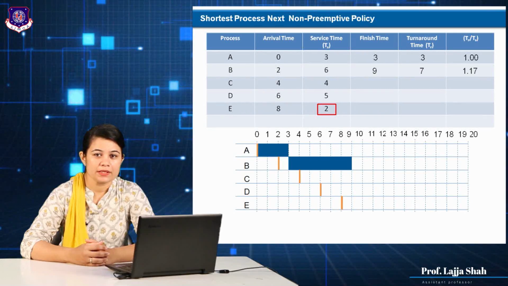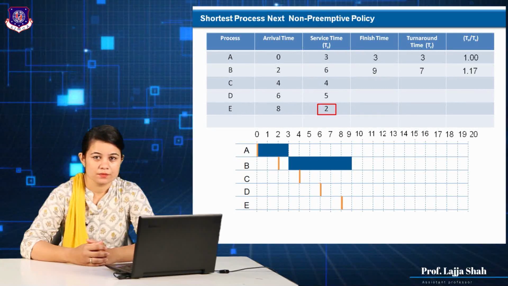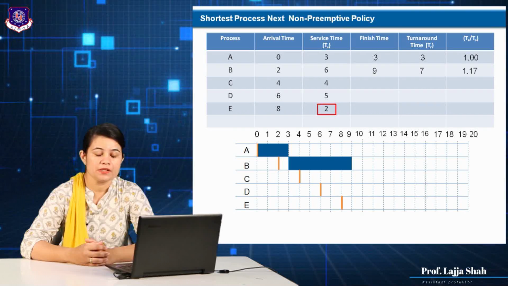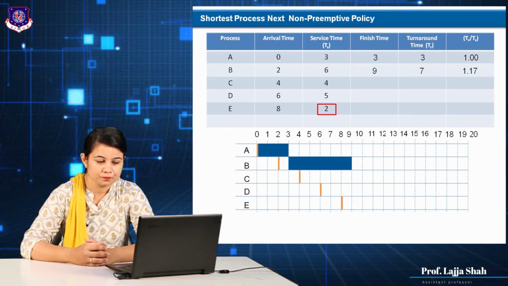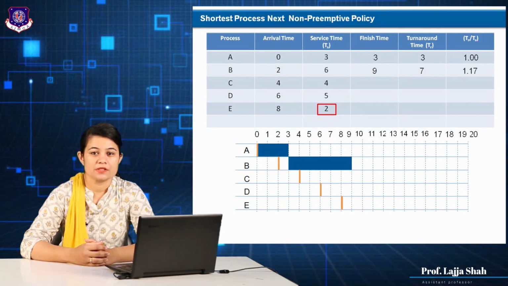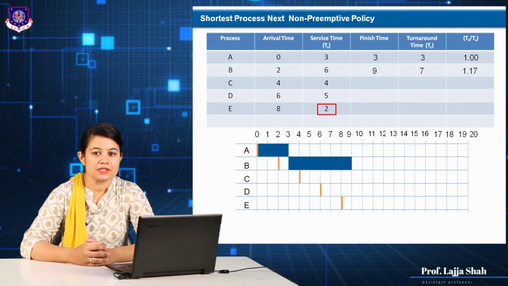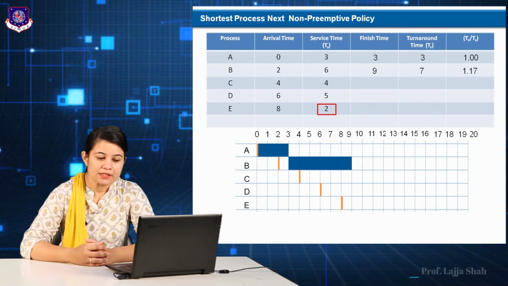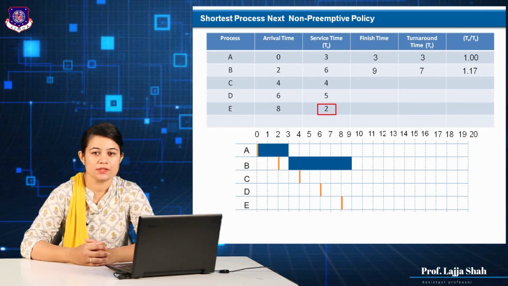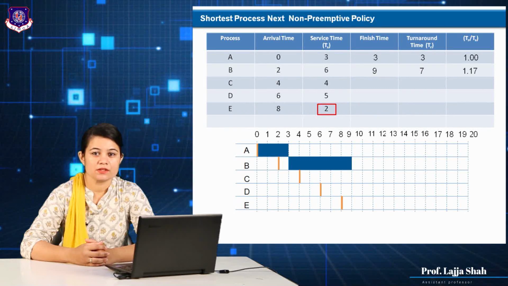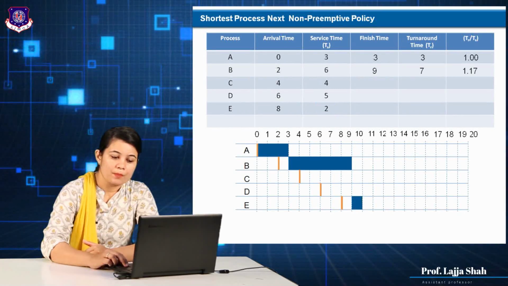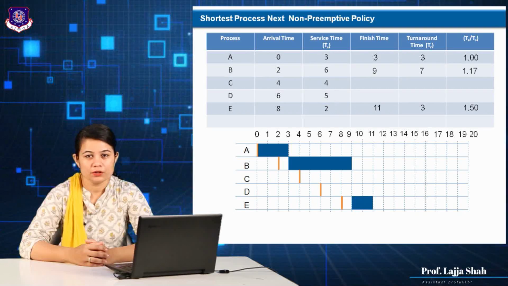According to the policy, we need to select the shorter process. To find the shorter process, we look at the service time values for all 3 processes. Process C's service time is 4 seconds. Process D's service time is 5 seconds. Process E's service time is 2 seconds. As you can see, process E's service time is lesser than process C and process D. It means process E is the shorter process, so next, process E will be executed for 2 seconds.